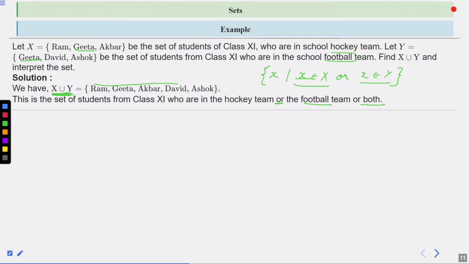So we want such x's that belong to X. If they belong to X, you can collect them. If they belong to the Y set, you can collect them. If they belong to both sets, you can collect them. Clear? And we will use AND for a different purpose. Clear?